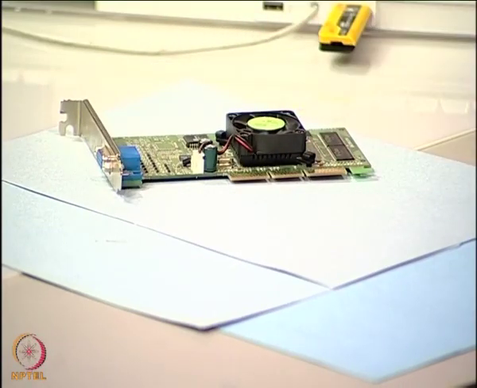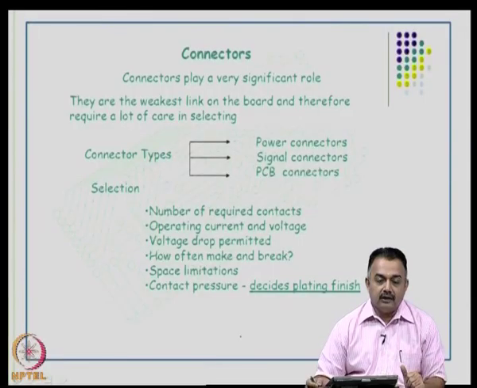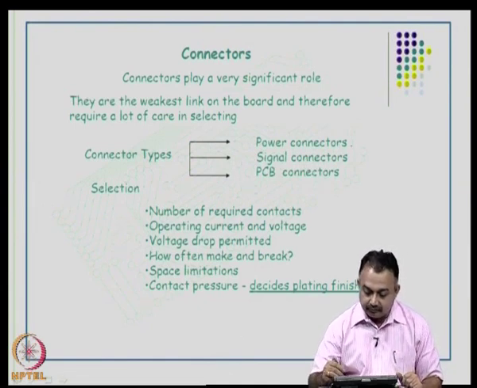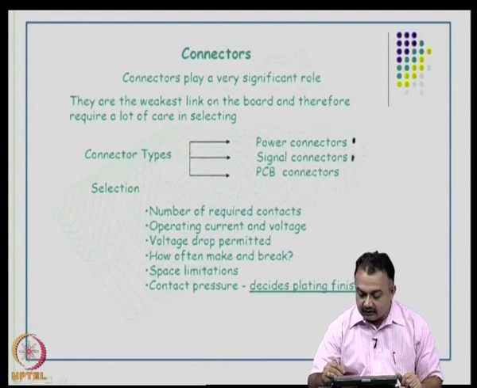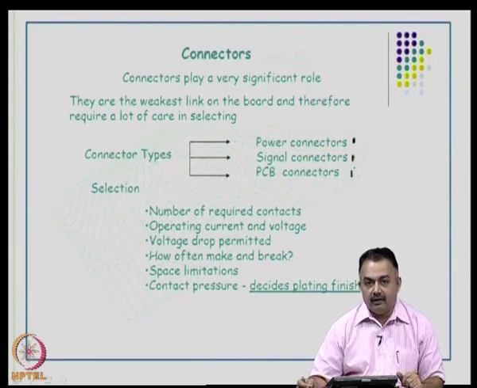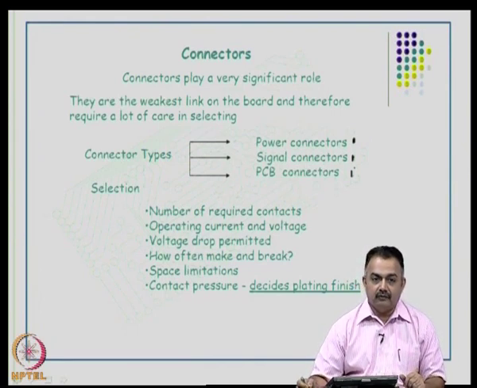Now, these will get integrated with other boards. For example, this could be a daughter card that can go to a motherboard. Therefore, there should be a reliable connection between the 2 printed circuit boards. So, connectors play a very significant role. Probably they are the weakest link on the board, and therefore, it requires a lot of care in selecting what type of connectors you require for that particular application. The connector types are power connectors, signal connectors, and simple PCB to PCB connectors. Now, if you look at a power connector, because of power handling requirements, large power, you may have to choose very carefully the connector type.